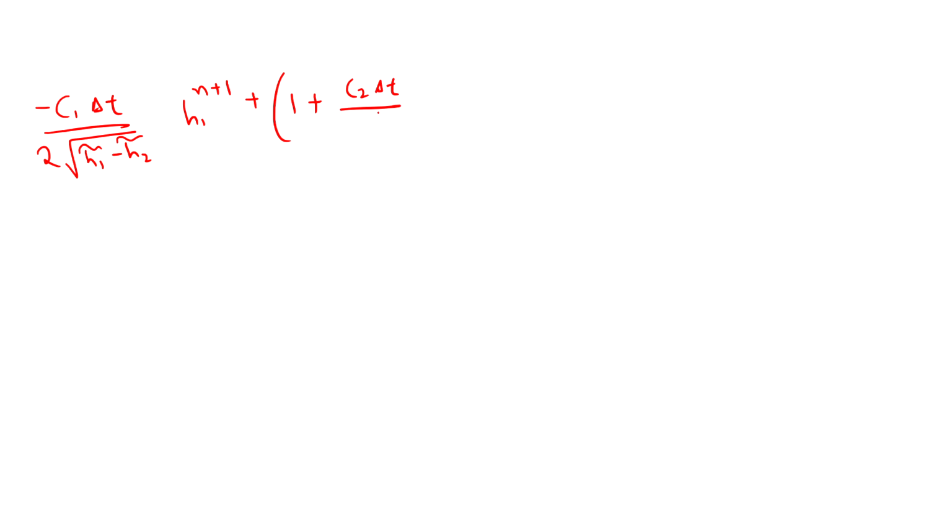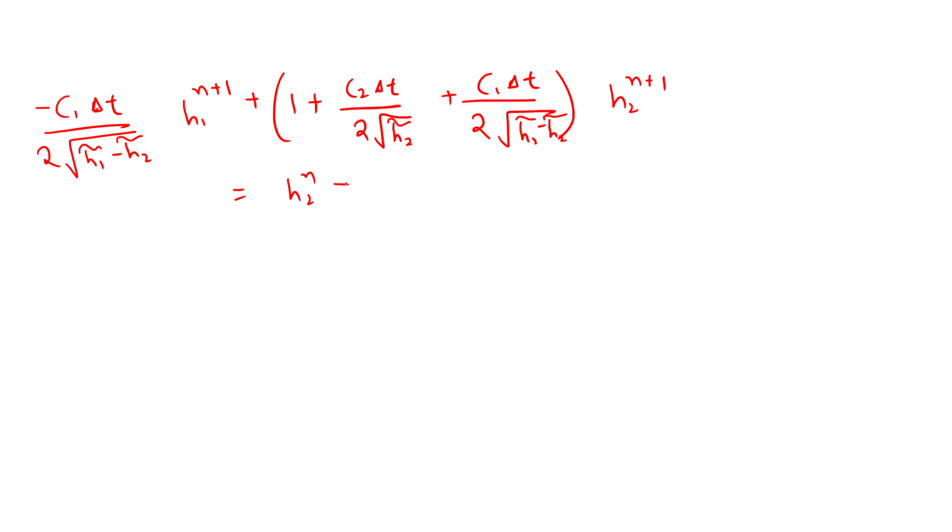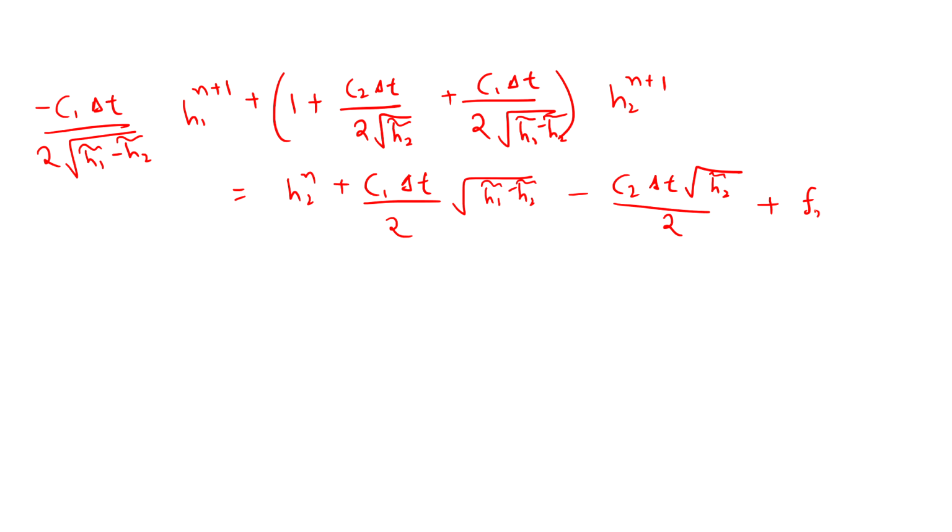So this essentially gives that I have minus c1 delta t upon 2 root h1 tilde minus h2 tilde h1n plus 1, plus 1 plus c2 delta t upon 2 root h2 tilde plus c1 delta t upon 2 root h1 tilde minus h2 tilde h2n plus 1 is equal to h2n plus c1 delta t upon 2 root of h1 tilde minus h2 tilde minus c2 delta t root of h2 tilde divided by 2 plus f2t n plus 1.